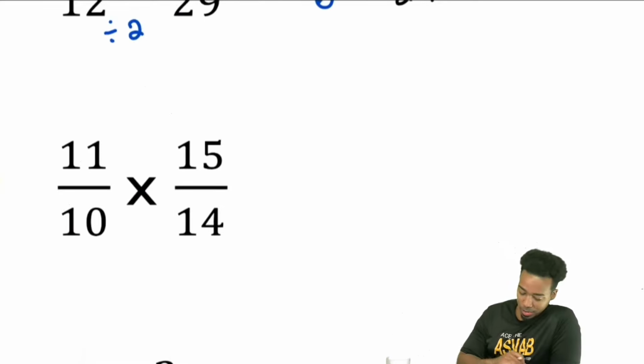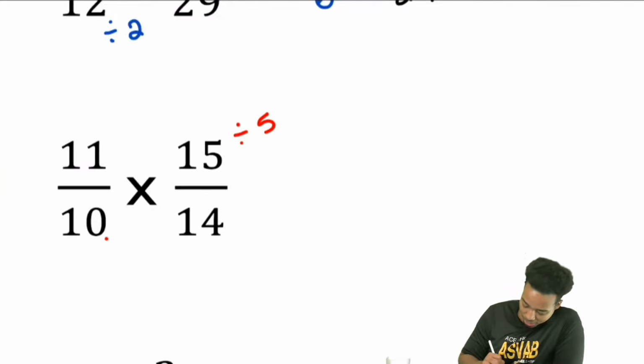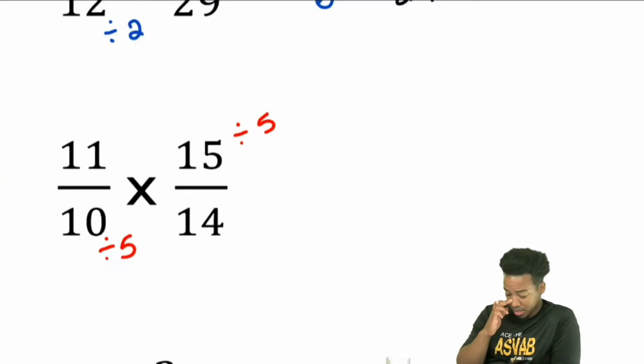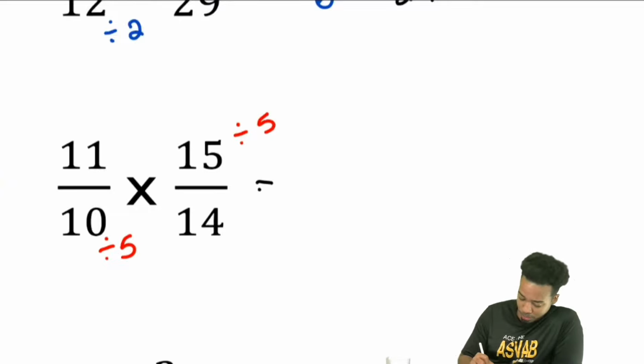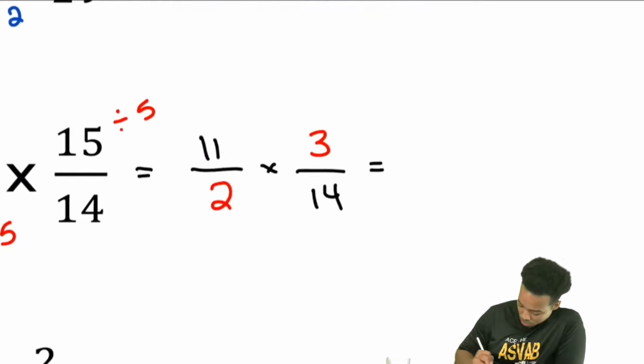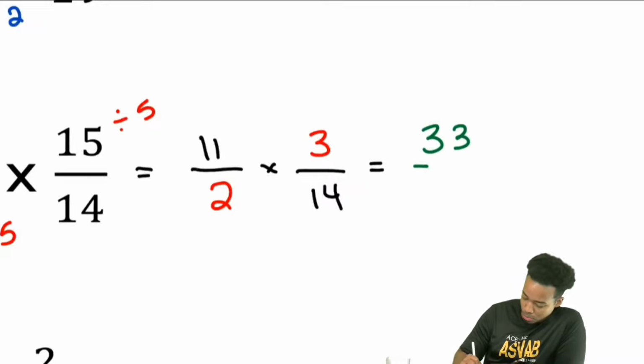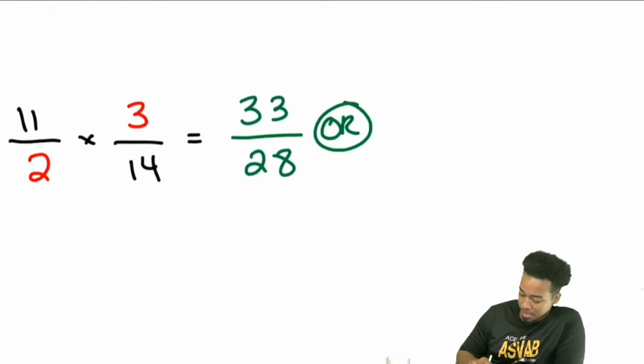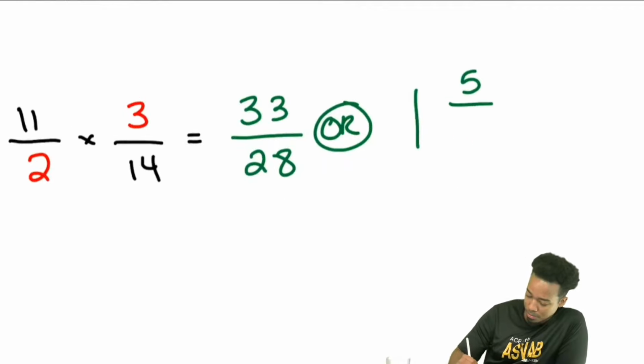Next up, 11 over 10 times 15 over 14. Immediately here, I noticed that, hey, we got ourselves a 5 that we can divide out. From there, there's really nothing else that we can do, so I'm good. We see that we're going to have 11 over 2 times 3 over 14. Look at how much easier this is. Now we're just doing 11 times 3, which is 33, and 2 times 14, which is 28. The other way to write this as a mixed number will be 1 and 5 over 28.